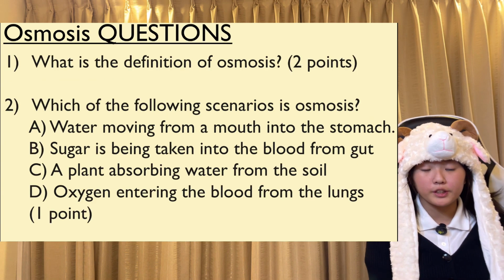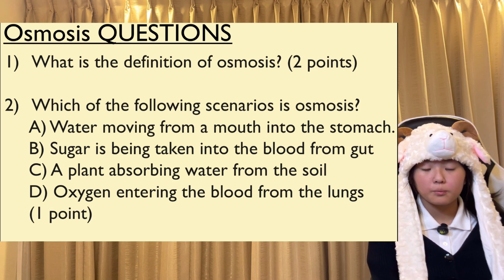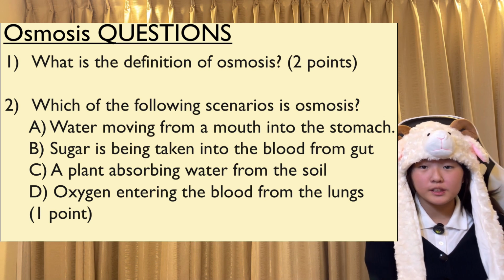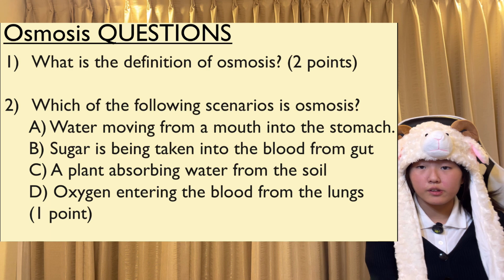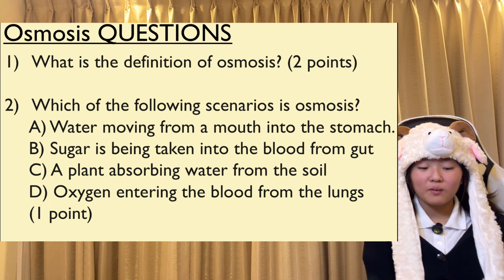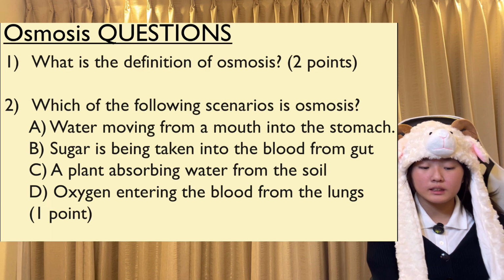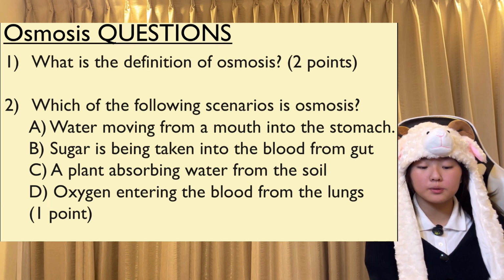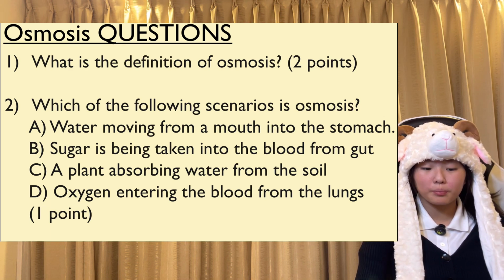I'll give you a few questions on osmosis to test how well you understood. Number 1, what is the exact definition of osmosis? This question is worth 2 points, so please explain carefully. Number 2, which of the following scenarios is osmosis? A, water moving from the mouth into the stomach. B, sugar is being taken into the blood from the gut. C, a plant absorbing water from the soil. D, oxygen entering the blood from the lungs. This question is worth 1 point.